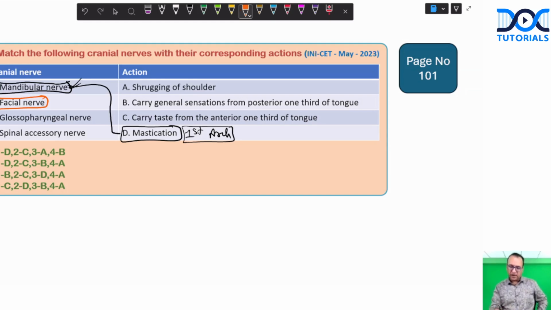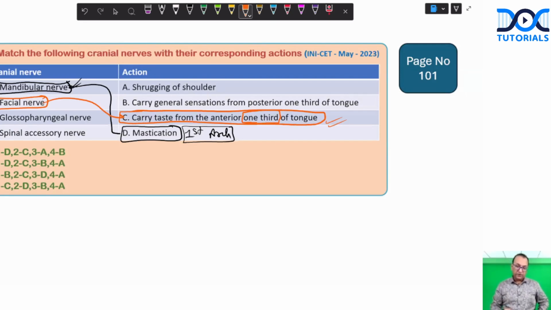What I see is it is written anterior one-third of tongue. No problem. Let us mark it here only, because it carries the sensation from anterior two-third of tongue, but even one-third of tongue, of course, it will carry.